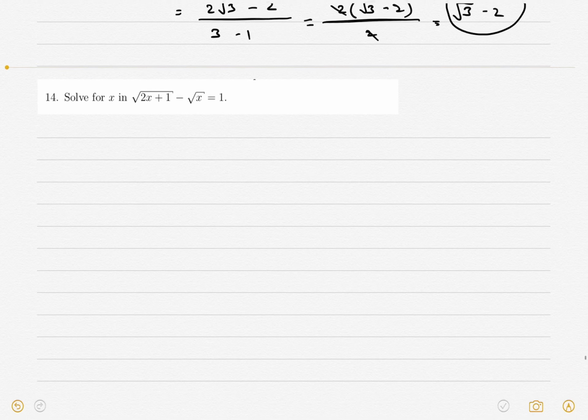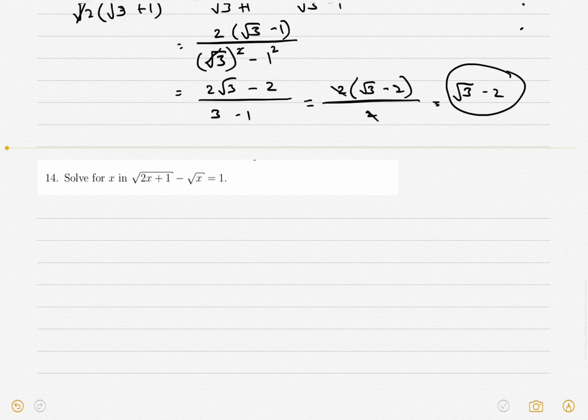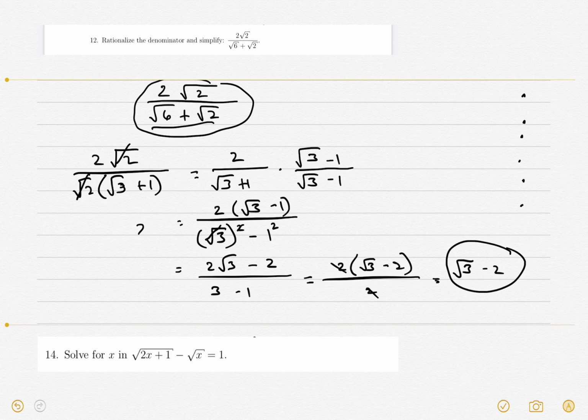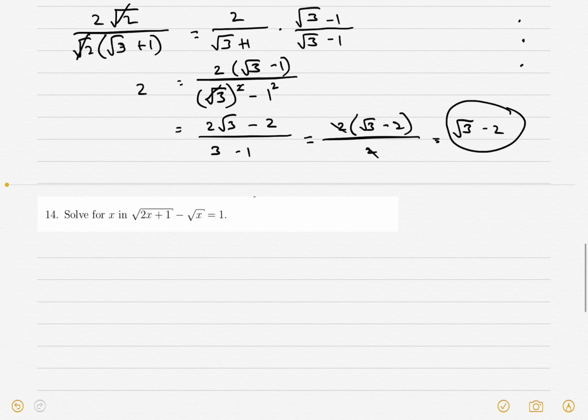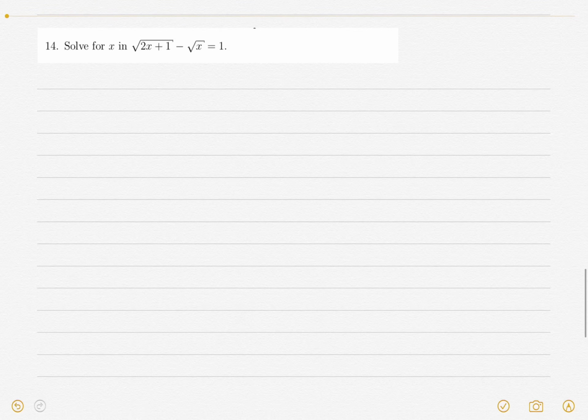And lastly, para sa ating panglimang question, we have here a radical equation kung saan dapat nating isolve. So, dito, kung mapansin nyo, nasa left side ng ating equation ay dalawang radicals. 2 square root of 2x plus 1 minus the square root of x is equal to 1.